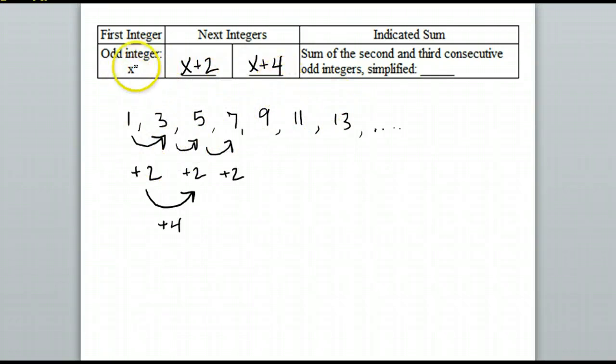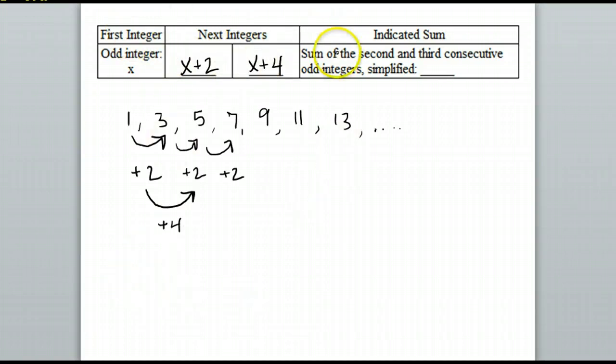Again, pick any odd number. So let's say we started at 19. Add 2, you get 21. Add 4, you get 23. And these are consecutive odd integers. Okay, so just make sure you understand what we're doing here on the top line.